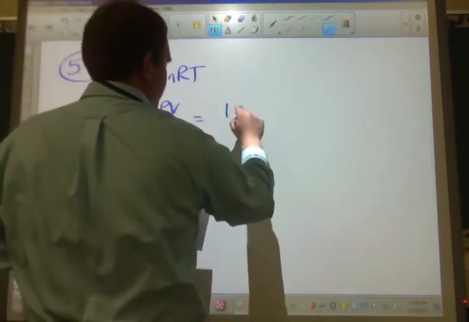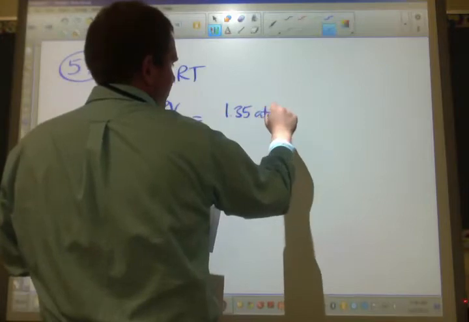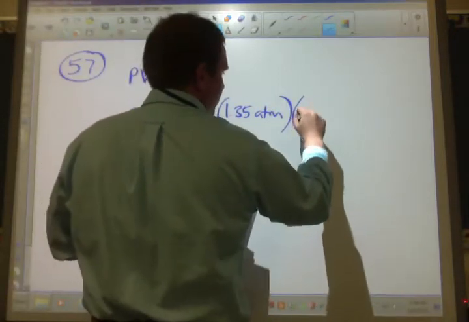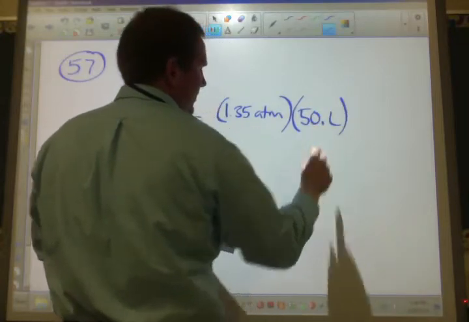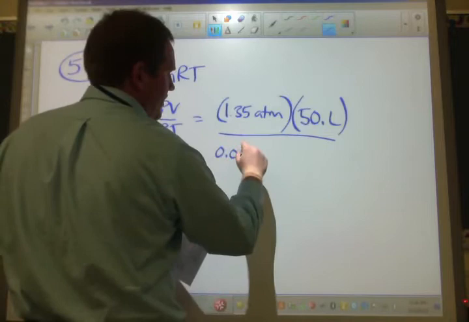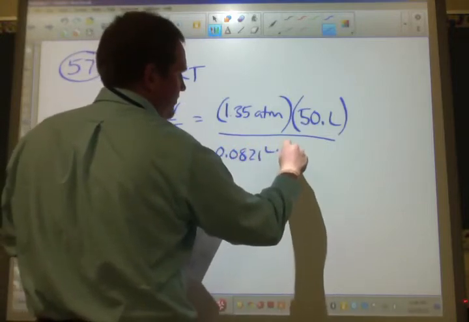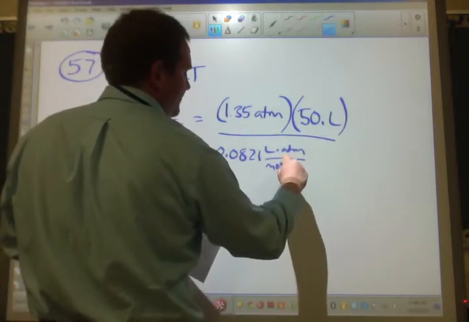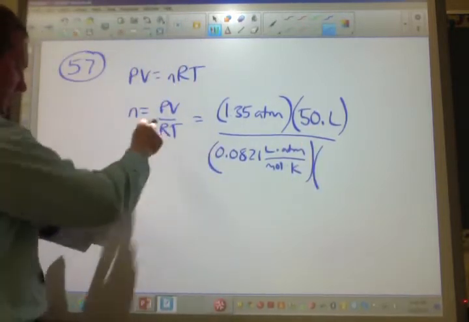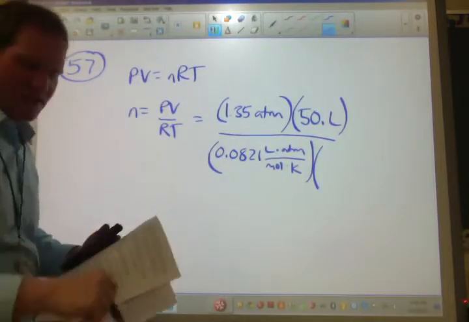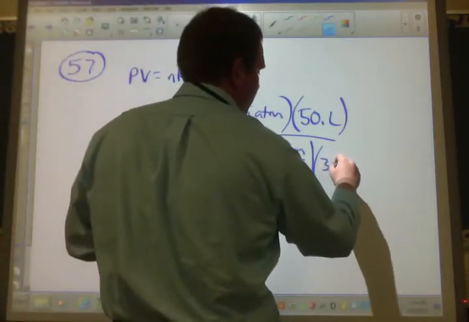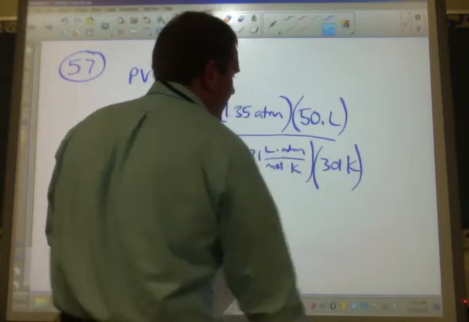1.35 atm. That's good because my pressure has to be in atm. Volume is 50 point liters. Again, it's good because it has to be in liters. Divided by R, which is 0.0821 liters atmospheres over moles Kelvin. Also divided by T, which is 28 degrees Celsius. Now you have to convert that to Kelvin, yes, to put that in. So that's going to be 301 Kelvin.